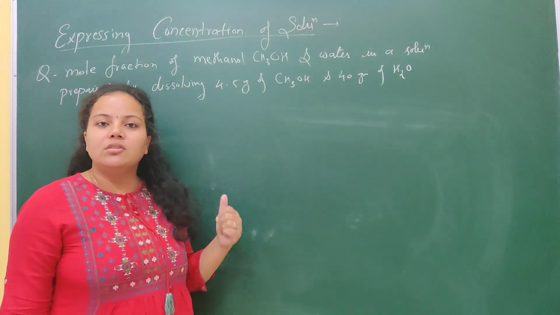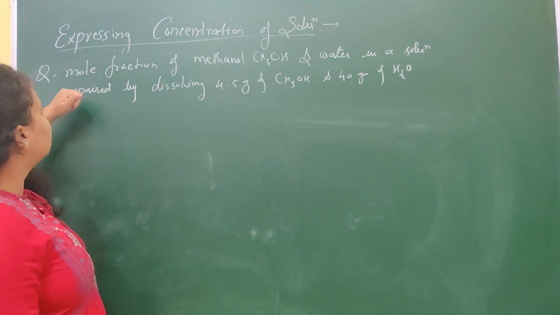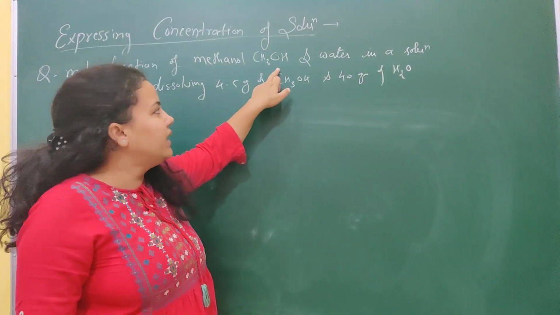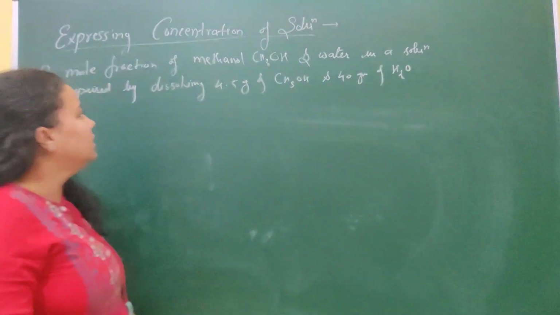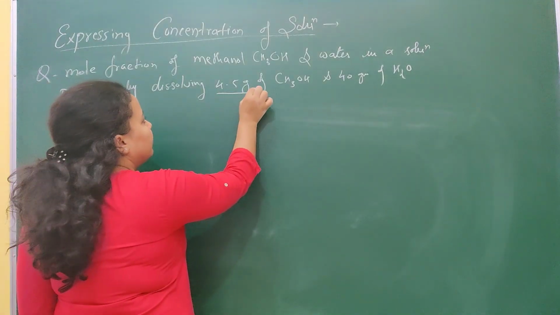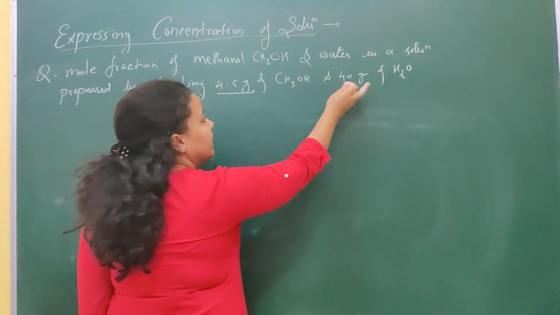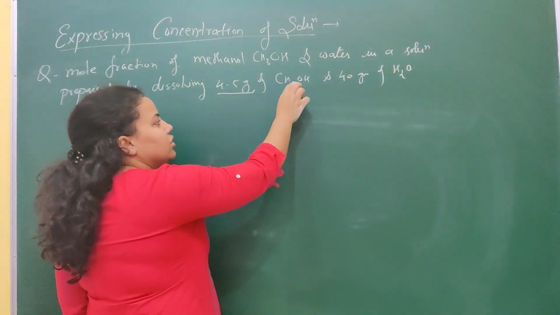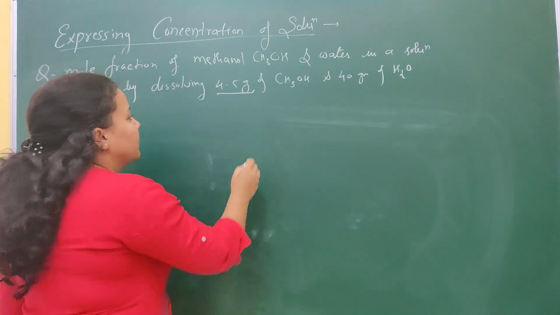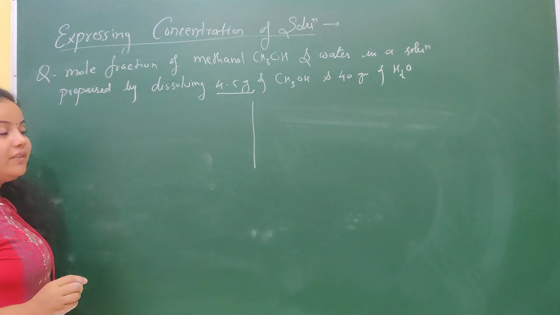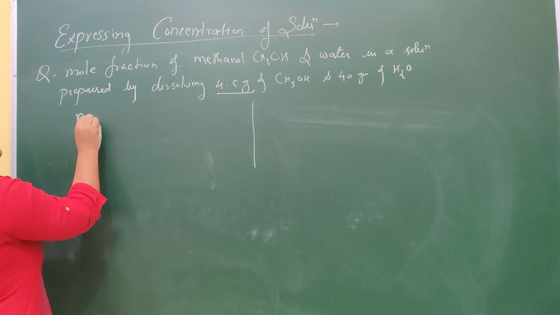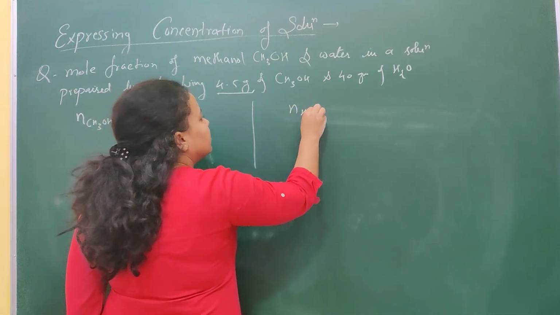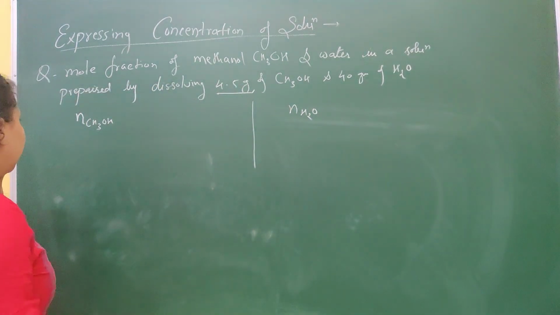If I give you a question on mole fraction, so here I have asked you a question. Calculate the mole fraction of methanol, that is CH3OH, and water in a solution which consists of 4.5 grams of methanol and 40 grams of H2O. So what we have to do is calculate the mole fraction of both methanol as well as water. So what is the first thing we do? We are going to calculate the number of moles of methanol and the number of moles of H2O. This is my first requirement, right?